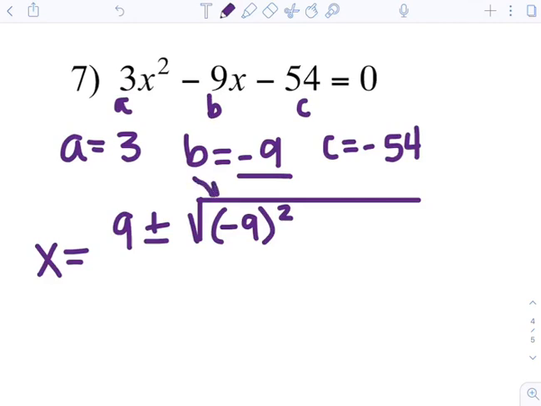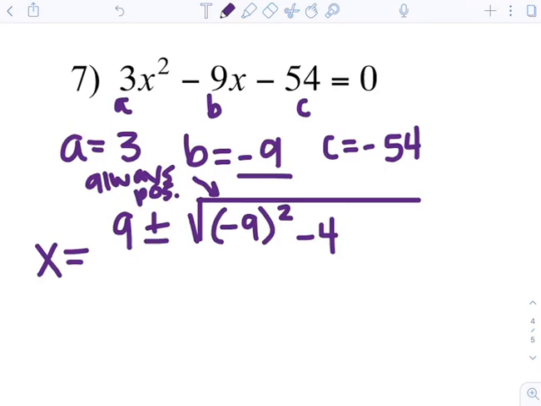Okay, this number right here is always positive when you multiply it out. Okay, when you square that, it should always be a positive number. If it's not a positive number, you're not typing it into your calculator correctly. Okay, so I get b squared minus 4.